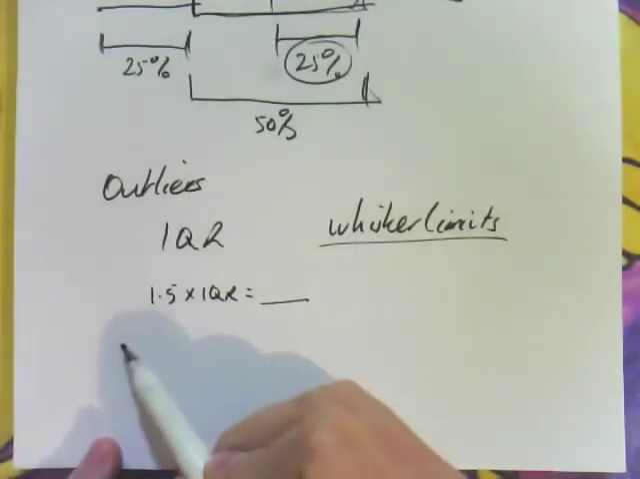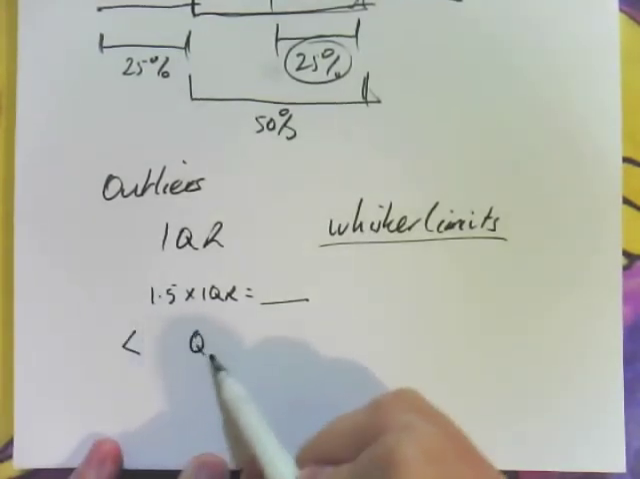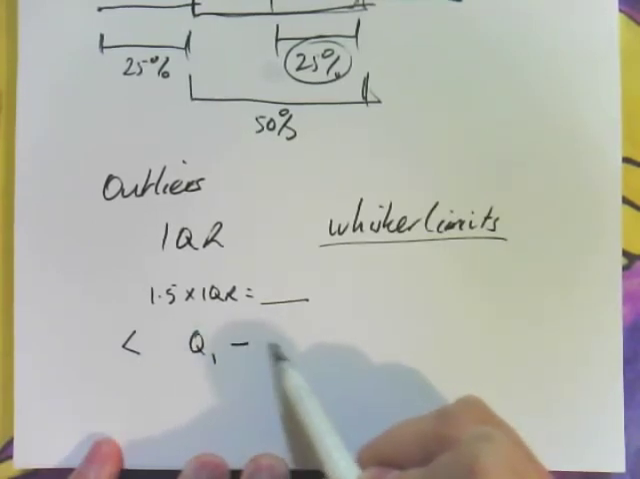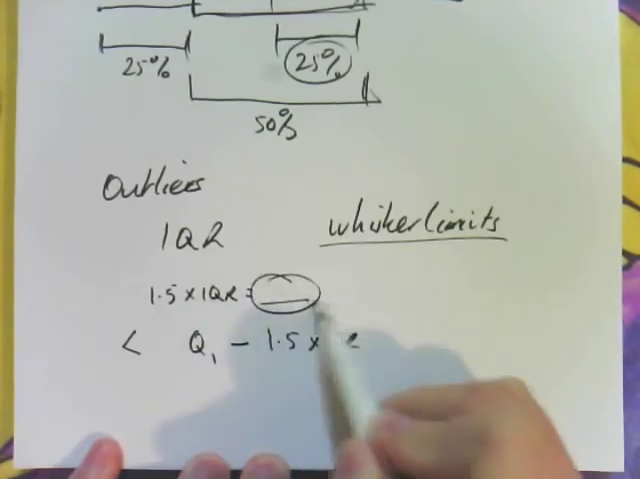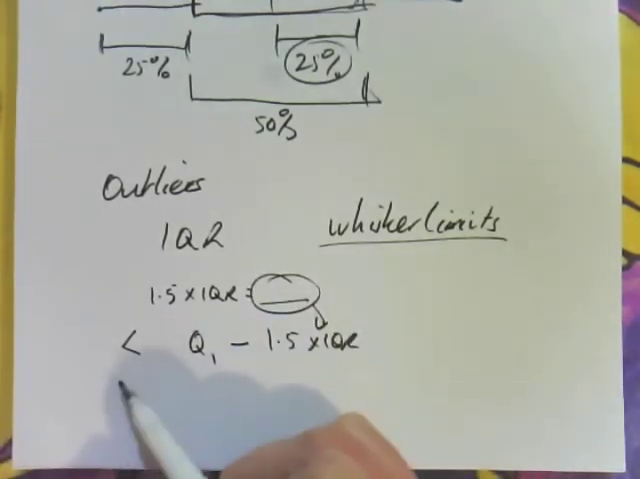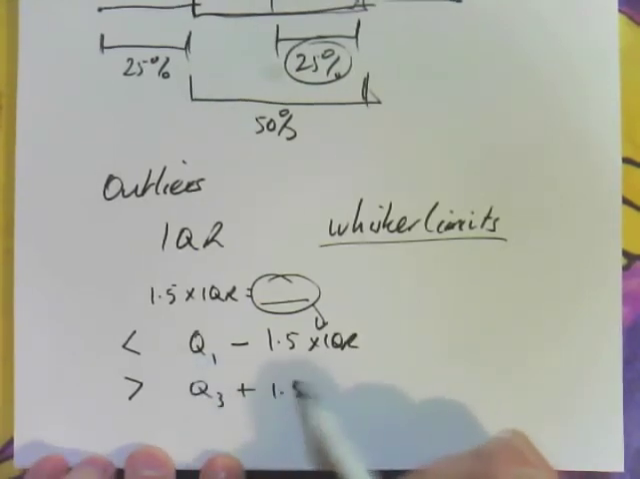A value is an outlier if it is less than Q1 minus 1.5 times the IQR, okay, so that value there, or if it is greater than Q3 plus 1.5 times the IQR.